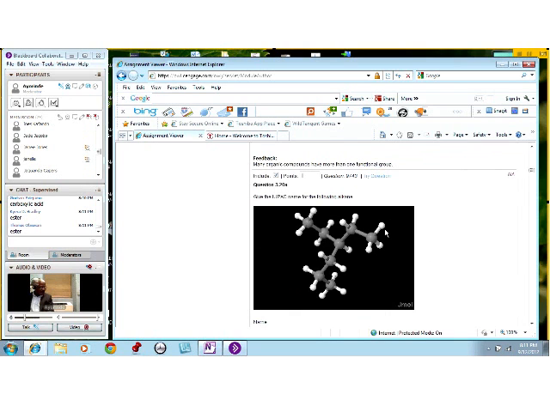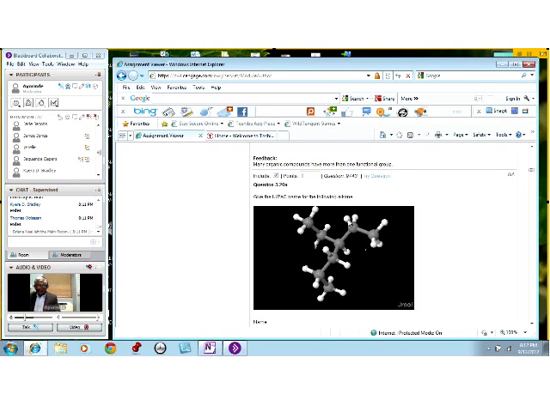Okay, this question here, Kiera, go ahead and read this question first. Give the IUPAC name for the following alkane. Okay, very good, and thank you. Okay, what you want us to do here, give the IUPAC name for the following compound.